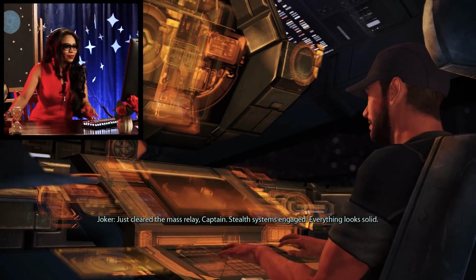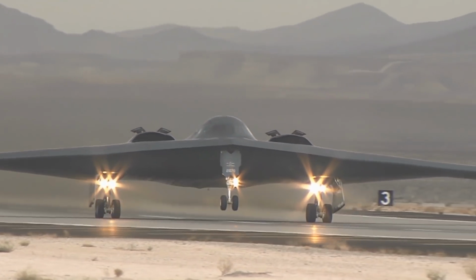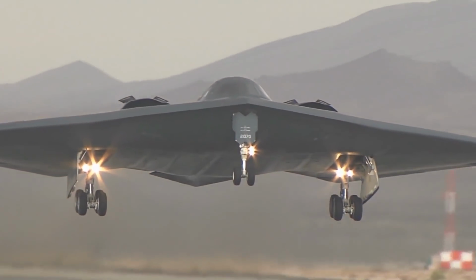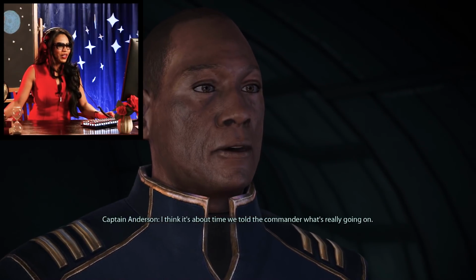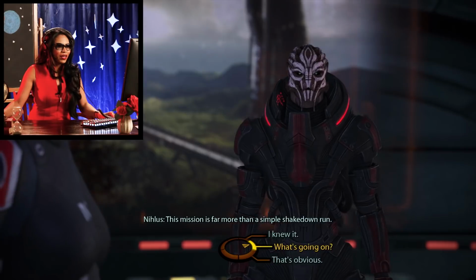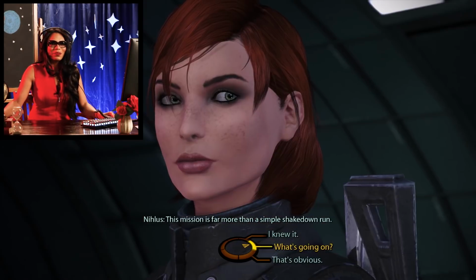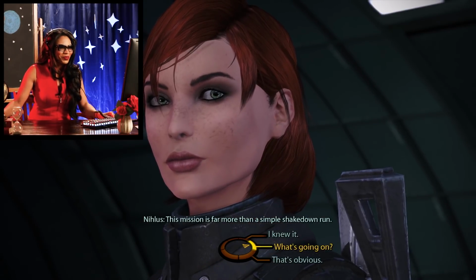Stealth systems is a real life phenomenon, like in the stealth bomber, if you've ever seen that. The stealth bomber is a plane that allows you to fly somewhere so you're not seen. Stealth systems in this case is a way to reflect radio waves so you're not seen in the atmosphere. I think it's really cool, the diversity in this. They have aliens, they have people of different backgrounds, they have women, it's really cool.